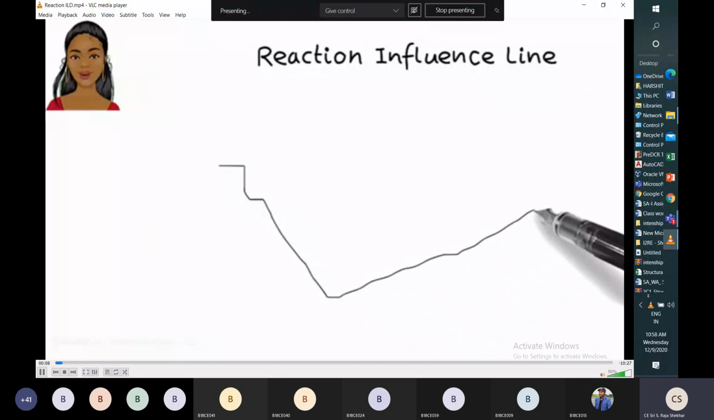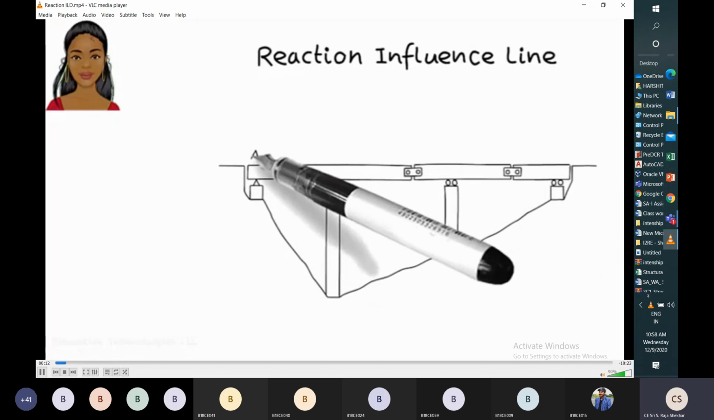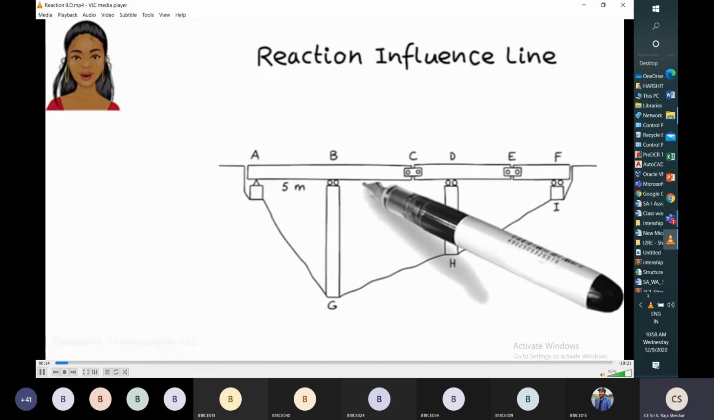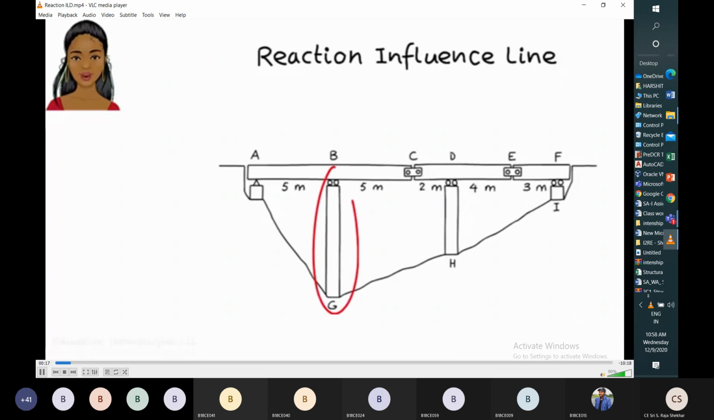Reaction influence line for a statically determinate beam. For the design of these columns for moving loads, we will use the reaction influence line. These are the columns BG and DH. For the design of these columns, we'll use the reaction influence line diagram.